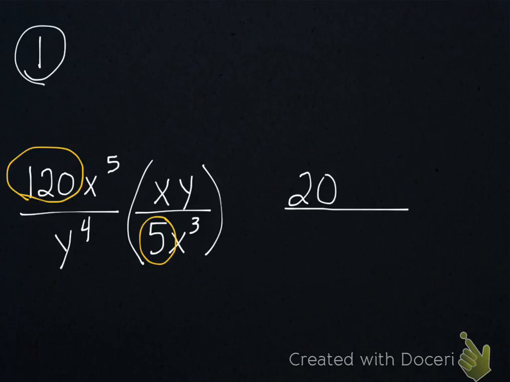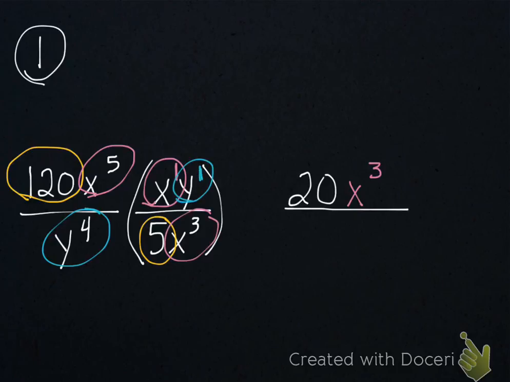Now let's look at our x's. I have 5 plus 1 on top, which is 6, and 3 in the denominator. So 6 in the numerator, 3 in the denominator. Numerator is going to win by 3. Now let's look at the y's. I have 4 in the denominator and 1 in the numerator. Denominator is going to win by 3.